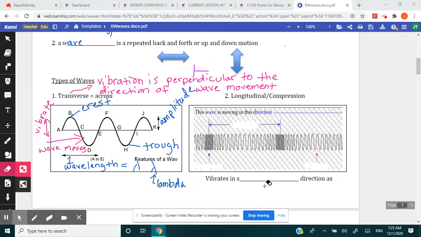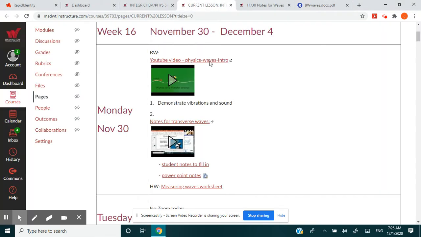Go ahead and get your notes out. If you do not have these notes in paper form, then you can go back to the current lesson from yesterday and click on the same link, Student Notes, to fill in. If you click on these, it will pull up your electronic copy of your student notes from Kami.